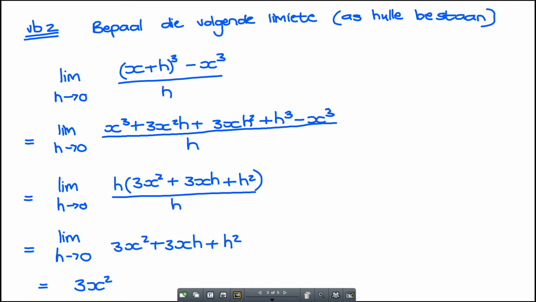Dit vat net lank, maar dit is nie moeilik nie, né? Ek sien net is nog mense wat skryf. 15 out of 25. 3, maybe 4. Okay. Hands up, we're still copying here.